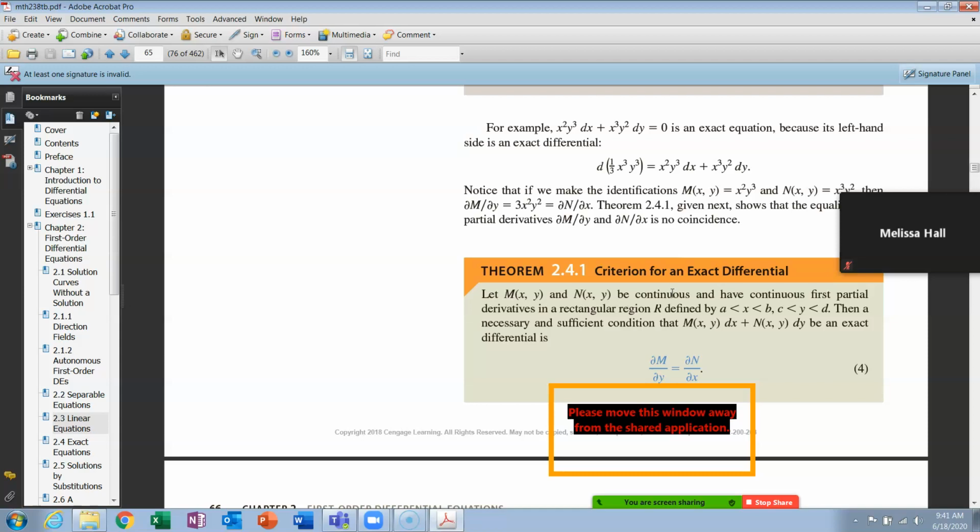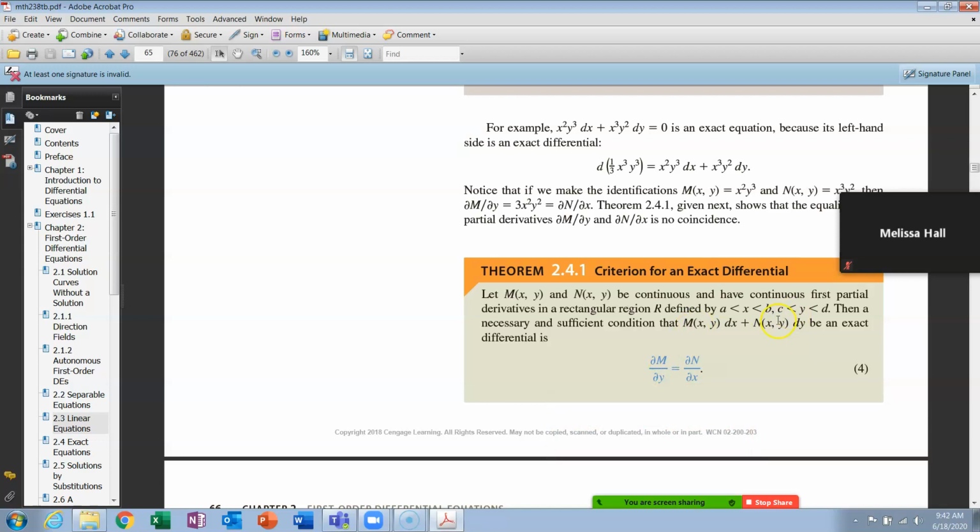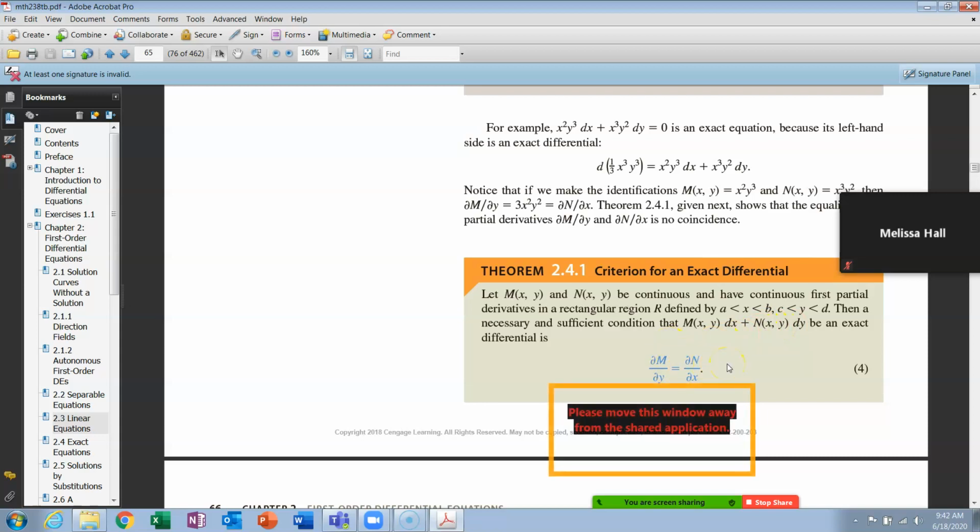Then a necessary and sufficient condition that M of x,y dx plus N of x,y dy is an exact differential is all you have to show: is the partial of M with respect to y equal to the partial of N with respect to x? So you do the partial of this one with respect to the other variable, do the partial of that one with respect to its other variable, evaluate them, see what they are. If they are the same, bingo. It works. We haven't talked about how we solve these, but that allows you to proceed to solve.